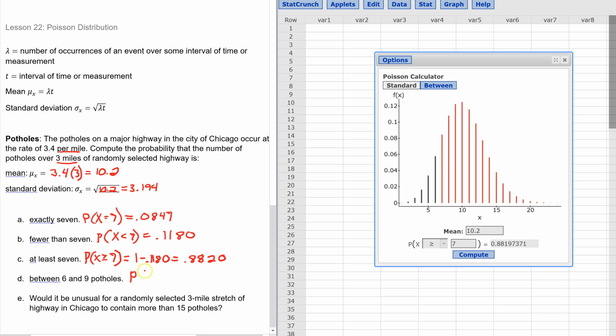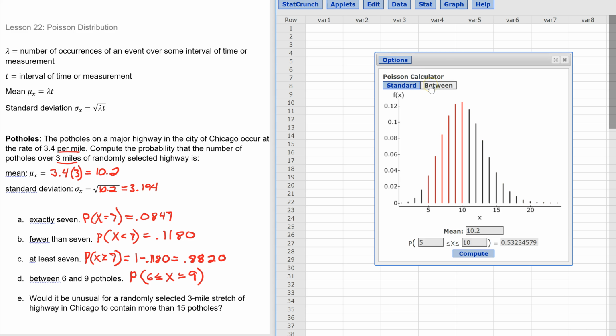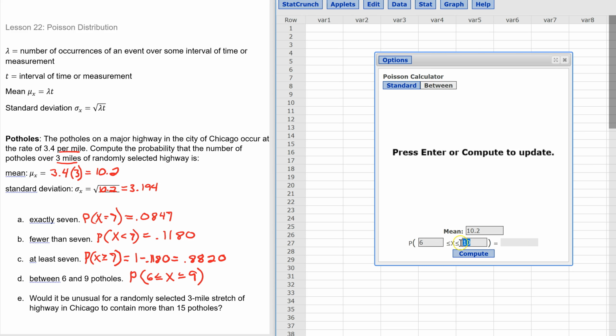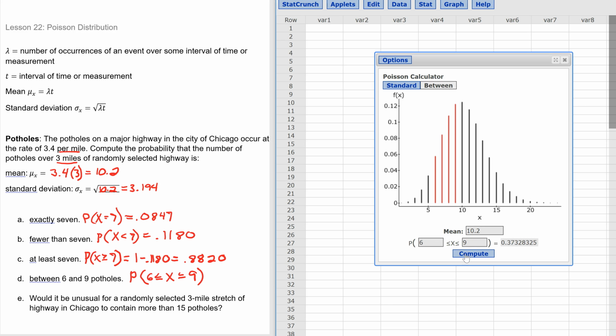On part D, if I want to have between 6 and 9 potholes, then I need to use a different part of StatCrunch, because I want 6 less than or equal to x, which is less than or equal to 9. I need to come over and grab the between, change this to 6 and 9, hit compute. I find out that the probability of having between 6 and 9 potholes over a 3-mile stretch is 0.3733.